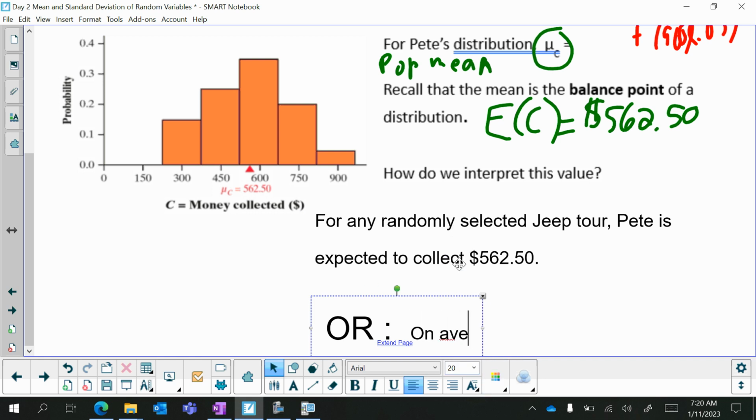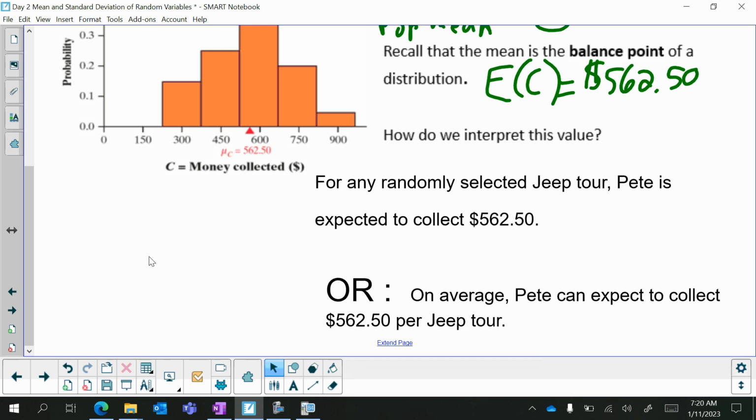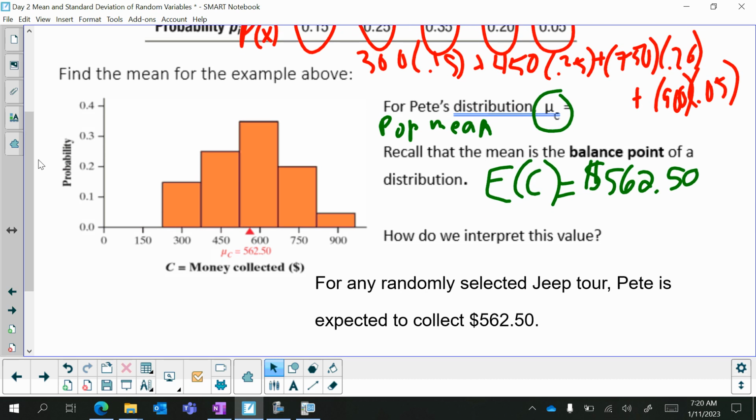On average, Pete can expect to collect $562.50 per Jeep tour. Okay, so basically, as long as you have the word on average or expected, you're good to go.